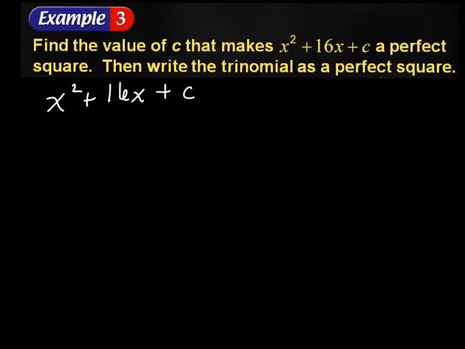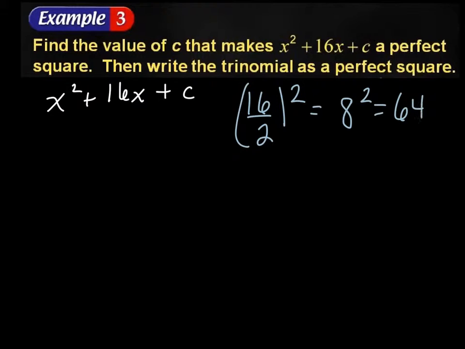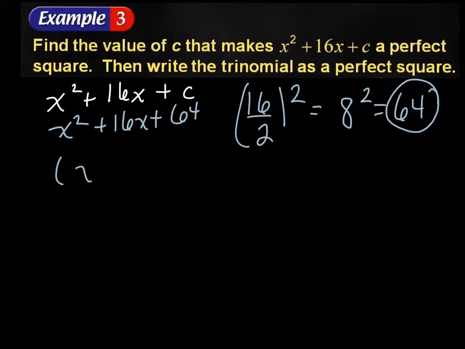Find the value of c that makes x squared plus 16x plus c a perfect square, then write the trinomial as a perfect square. So we're going to take the coefficient of x, divide it by 2, and square it. 16 divided by 2 is 8. 8 squared is 64. So there's the first answer, c equals 64. And then if we write it as a perfect square, it would be x plus 8 squared. And that'll be a step in the process that we use to solve an equation by completing the square.